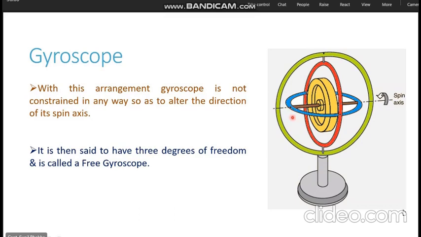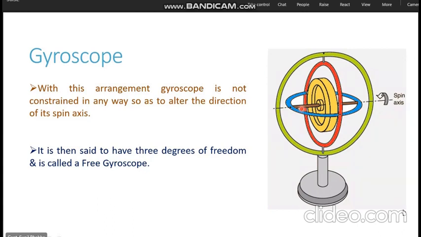This is known as tilting motion, second degree of freedom. And the third degree of freedom is that this spin axis can move in the horizontal plane, eastwards or westwards. This horizontal plane motion is called freedom to drift. Combined together, these are known as 3 degrees of freedom. And this particular arrangement is known as a free gyroscope.